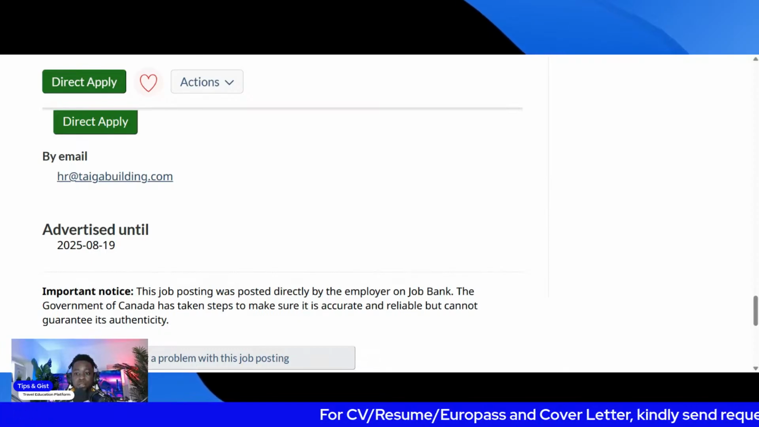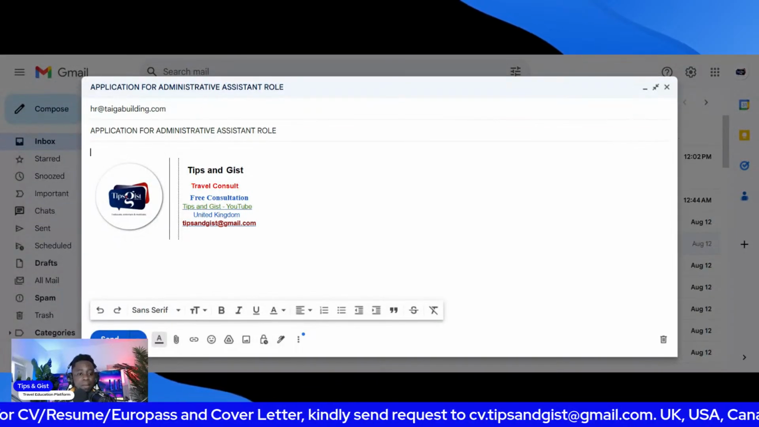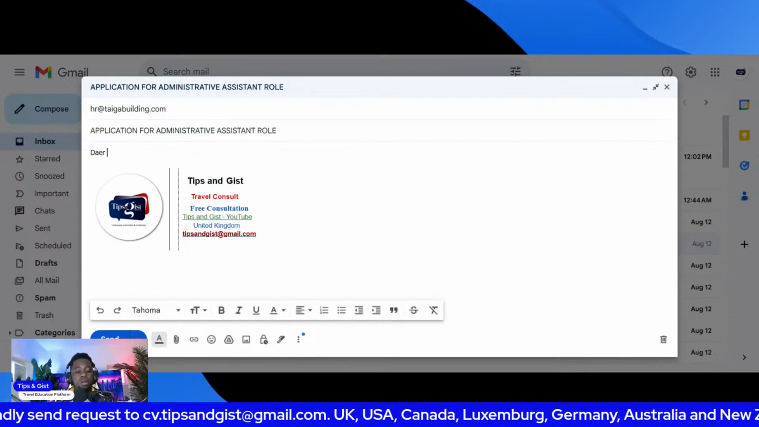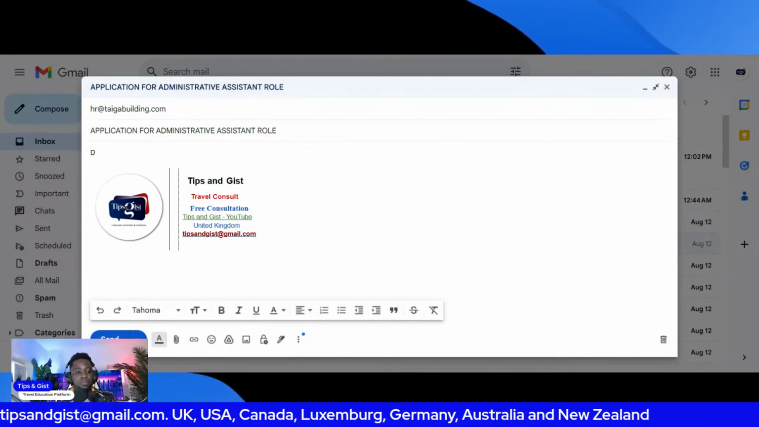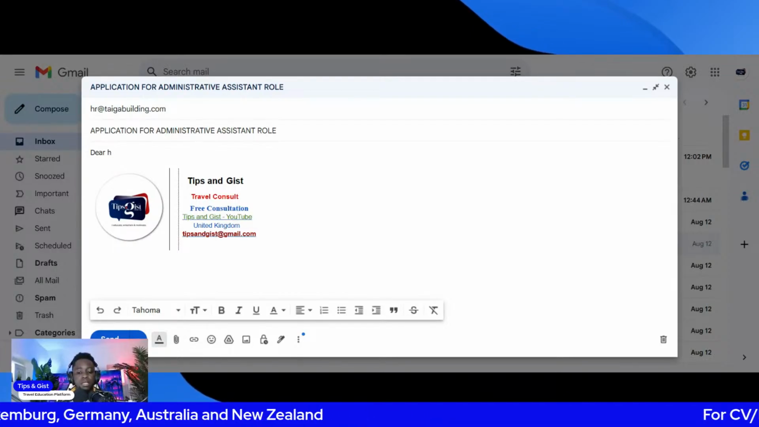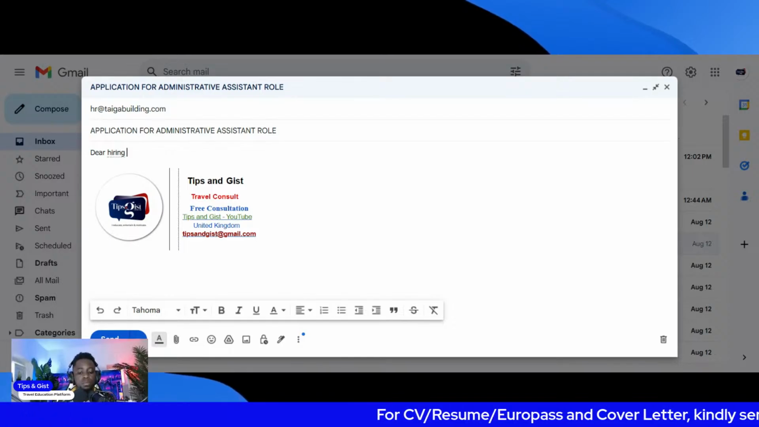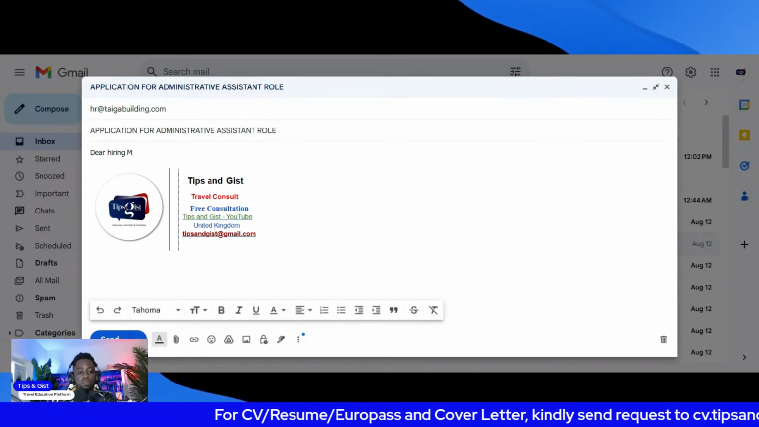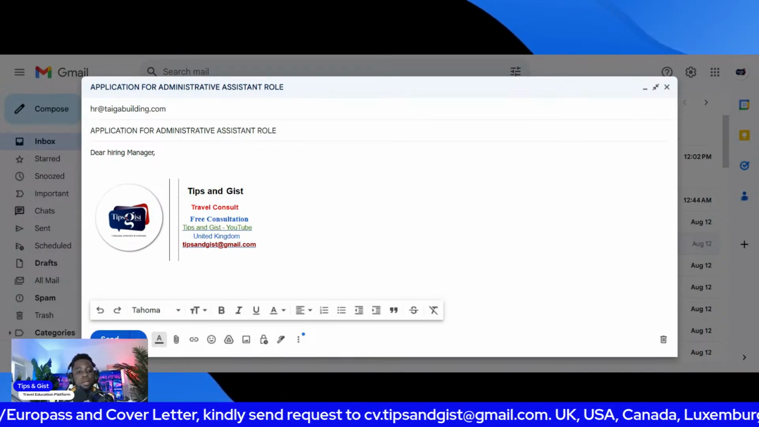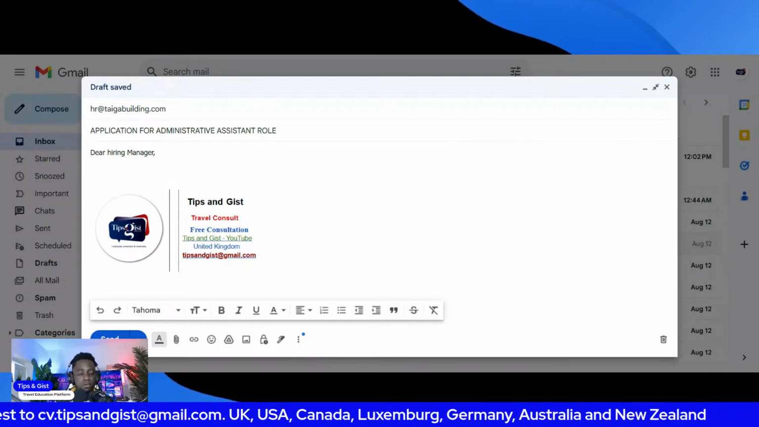Now, let us go back to the email. So now I am going to type an example of what you should send to an employer. So salutation: dear manager, or dear hiring manager, or dear employer. I've given you a lot of examples. You can just choose what you want. So dear hiring manager. Then you click enter to go to the next line. So that is the salutation.